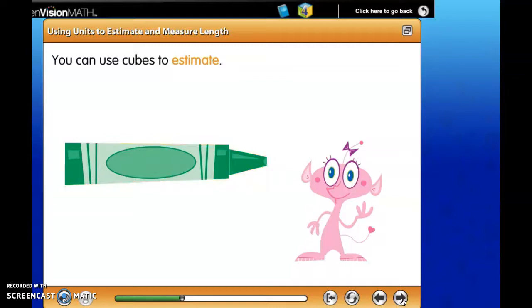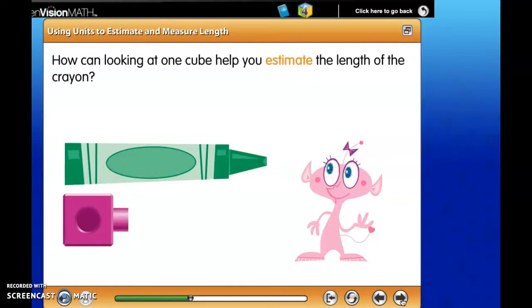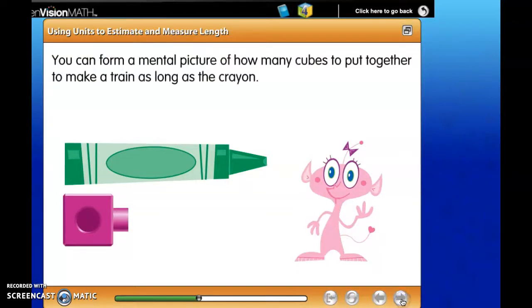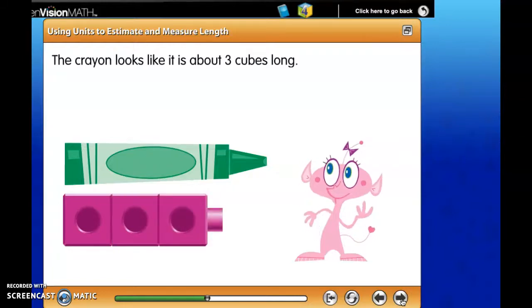You can use cubes to estimate. How can looking at one cube help you estimate the length of the crayon? To look at the length of the crayon, about how many cubes long do you think it is? You can form a mental picture of how many cubes to put together to make a train as long as the crayon. The crayon looks like it is about 3 cubes long.